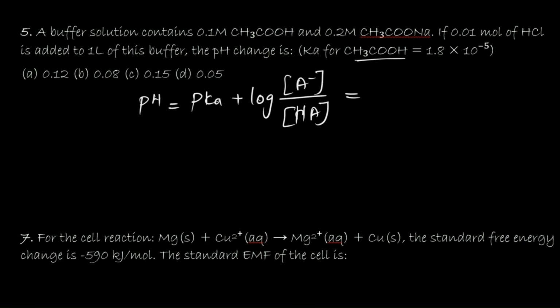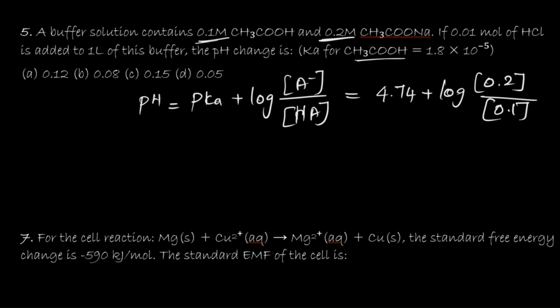So I'm going to substitute the values. From the Ka value I can calculate the pKa, which comes out to be 4.74, plus log of salt concentration, that is 0.2, over acid concentration, 0.1. Great. So it is giving us the answer 5.04. So after adding 0.01 mole of HCl to the 1 liter buffer, how much is the value? So this is 5.04.